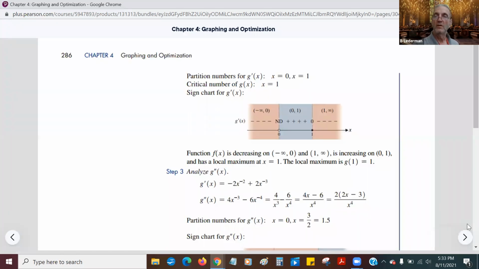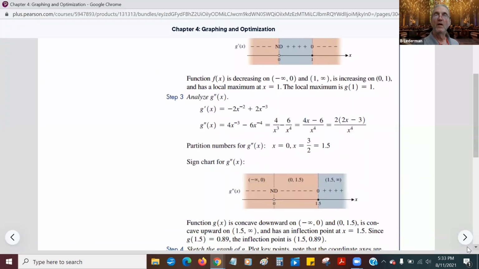That means that if it's negative to positive, we have a min at 0, except 0 is not defined, so I can't really say that. But I have a max at x equals 1. If I plug 1 into the original function, I'm going to get 1. So the point at the top of the hill is (1, 1). And even though I'm going from negative to positive, it doesn't really count because it's not defined in the middle, so who knows what kind of crazy things happen there.